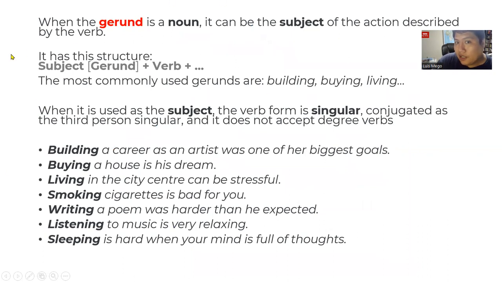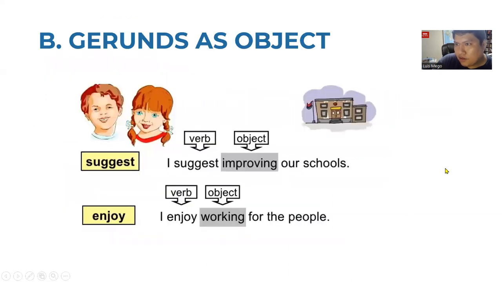Here you can see again the structure and some examples, right? Building a career as an artist was one of her biggest goals. So building a career as an artist, all this part is the subject, but inside you have building that is acting like a gerund, like a subject. And then you have the next one. So identify that when you see the ing gerund at the very beginning, it is like a subject.